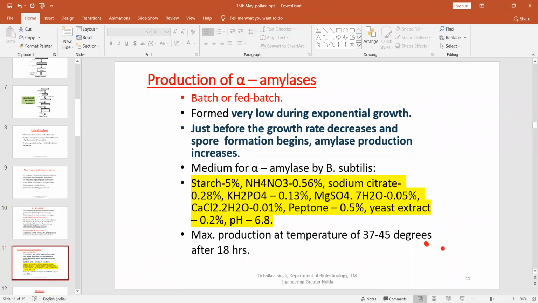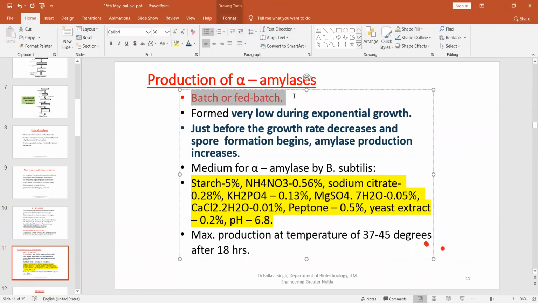So the mode of production is mainly batch or fed batch. And now the question comes, in the batch mode, we had discussed that we have growth associated products, which are known as primary metabolites. We have mixed growth associated products, and we have non-growth associated products. Non-growth associated products are also called secondary metabolites.